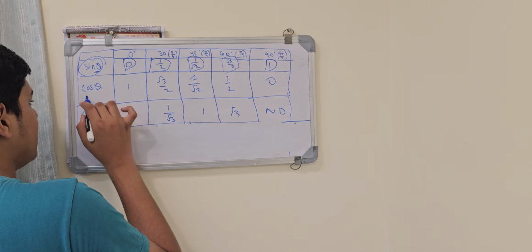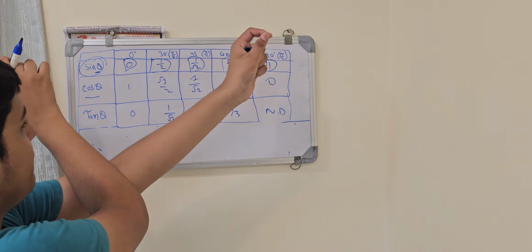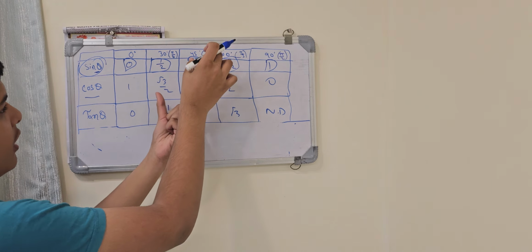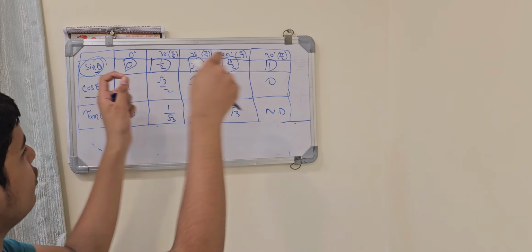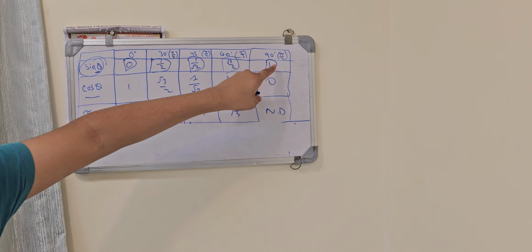Okay, so for cos theta, the whole sine theta table, just flip it. So 1 will come over here, root 3 by 2 will come over here, 1 by root 2 will stay the same, 1 by 2 will come here, 0 will come here. Just flip it. Okay, so this was like this, I picked it up and flipped it like this. So the value of 90 degrees has come here.